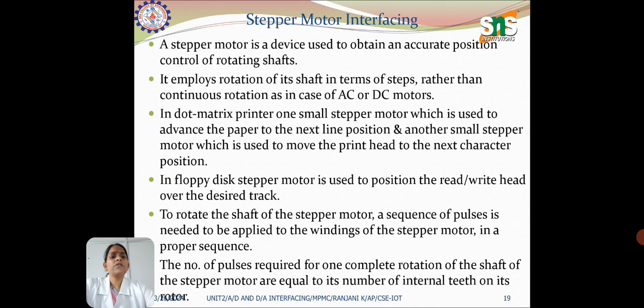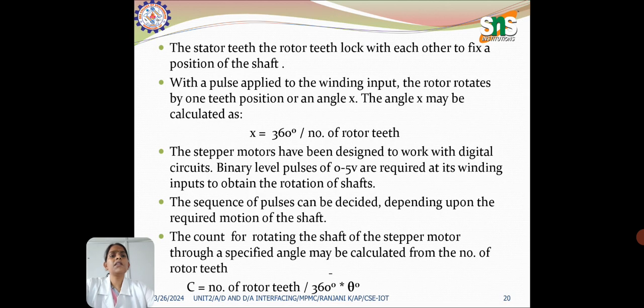To rotate the shaft of the stepper motor, a sequence of pulses needs to be applied to the windings of the stepper motor in the proper sequence. The number of pulses required for one complete rotation of the shaft is equal to the number of internal teeth on the motor. The stator teeth and the rotor teeth lock with each other to fix the position of the shaft. With each pulse applied to the winding input, the rotor rotates by one tooth position, or angle x. The angle x is calculated as x = 360 degrees divided by the number of rotor teeth.